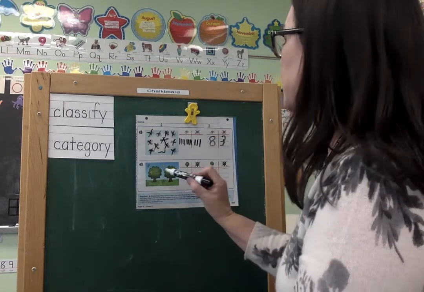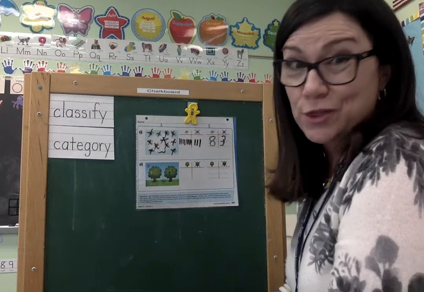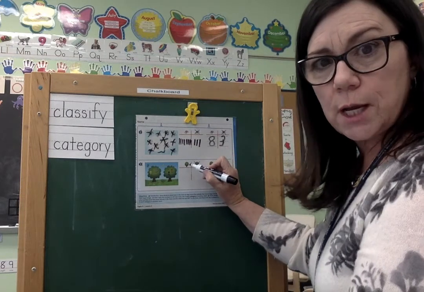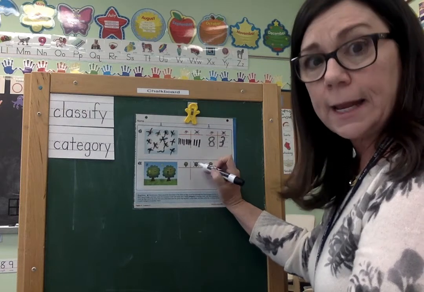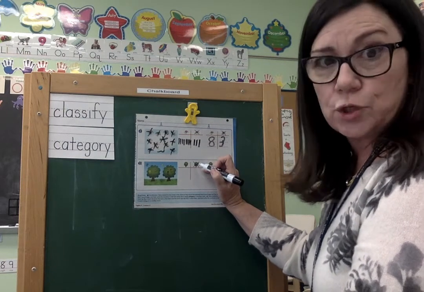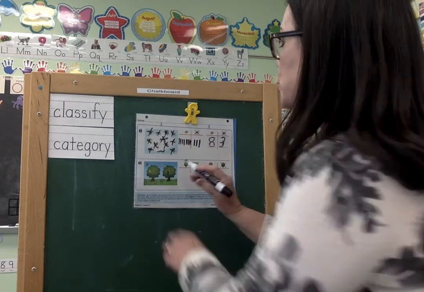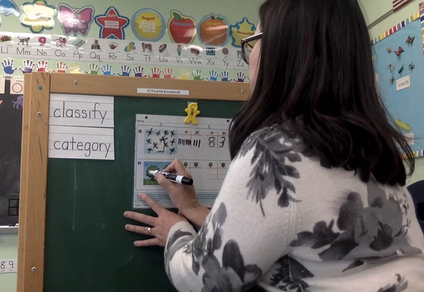Now we're going to move down. And again, we have some birds. We have some that are in the tree and some that are not in the tree. So we see a tree right here and a tree that's X'd out. So this is for our group that's in the tree, and this is for our group that's not in the tree. And again, we're going to be making tally marks. So we're going to start with the group in the tree.